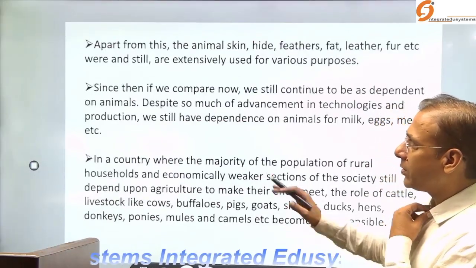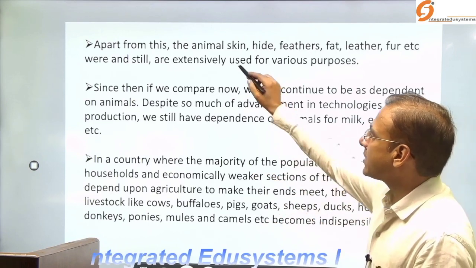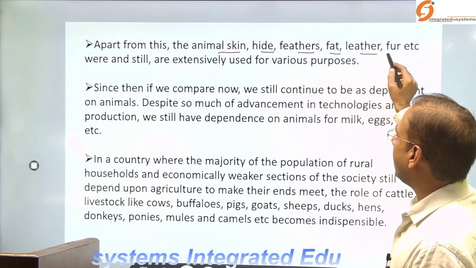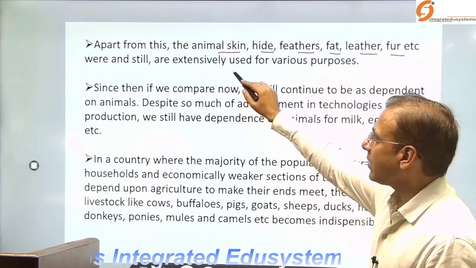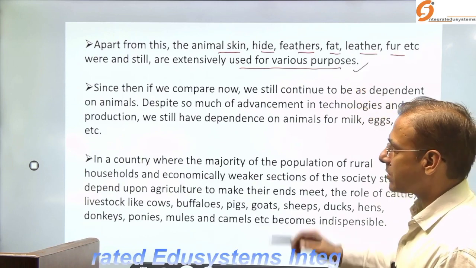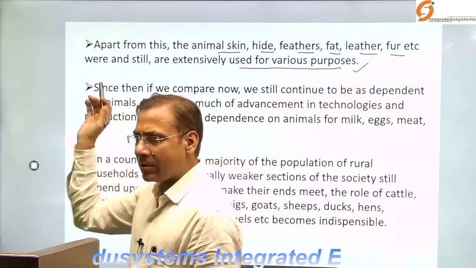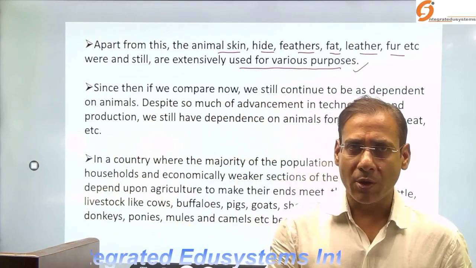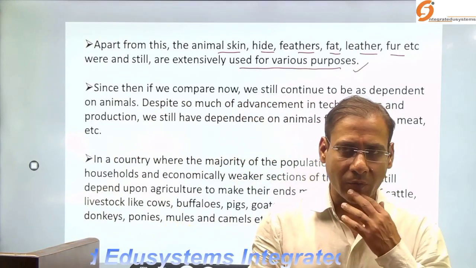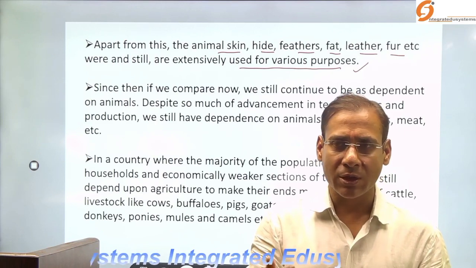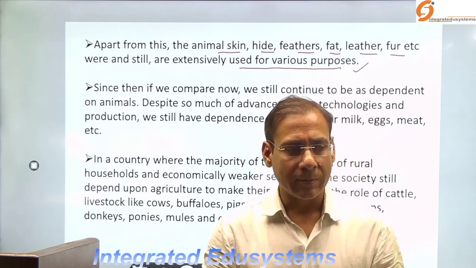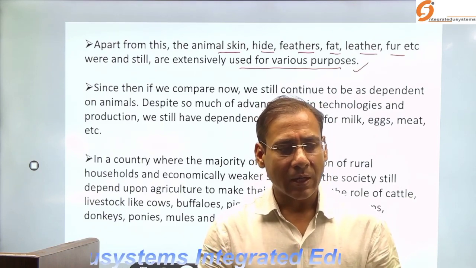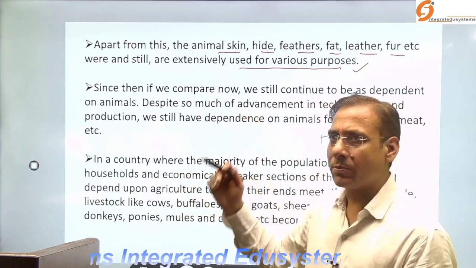Now, apart from this, animal skin, hide, feathers, fat, leather and fur were and still are extensively used for various purposes. These are animal products. So overall animals are important, not only as draught animals. As draught animals we use them in the agriculture field for plowing, leveling and tilling, and we also use animal products.